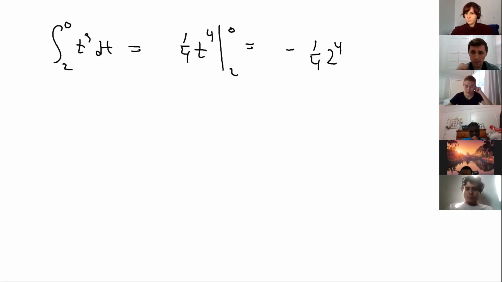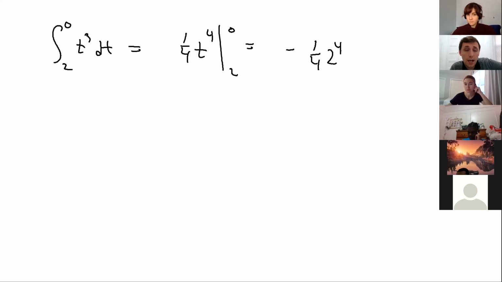Like, couldn't I just do this? Shortcut. Right, why did I take this limit? Why couldn't I just take the antiderivative of t cubed and just plug in 0, plug in 2, like I told you before?